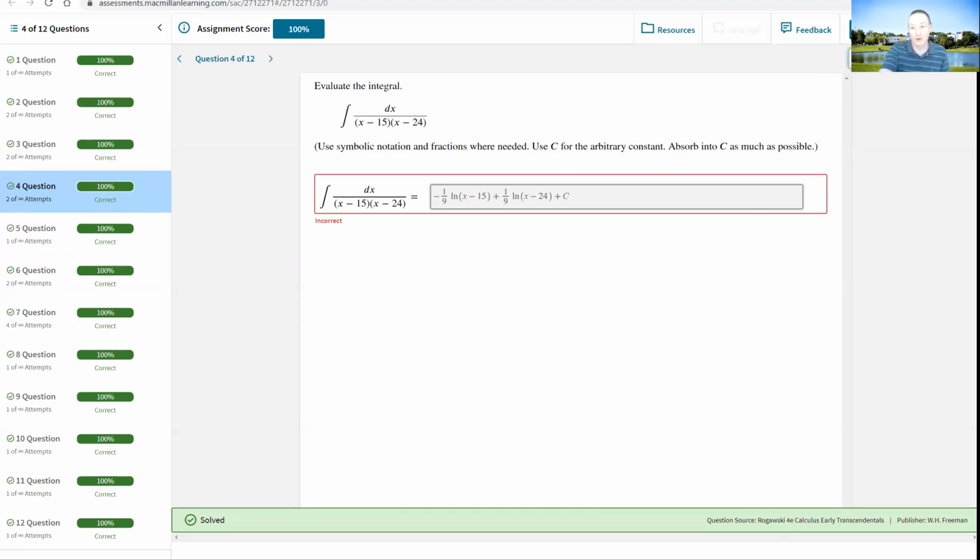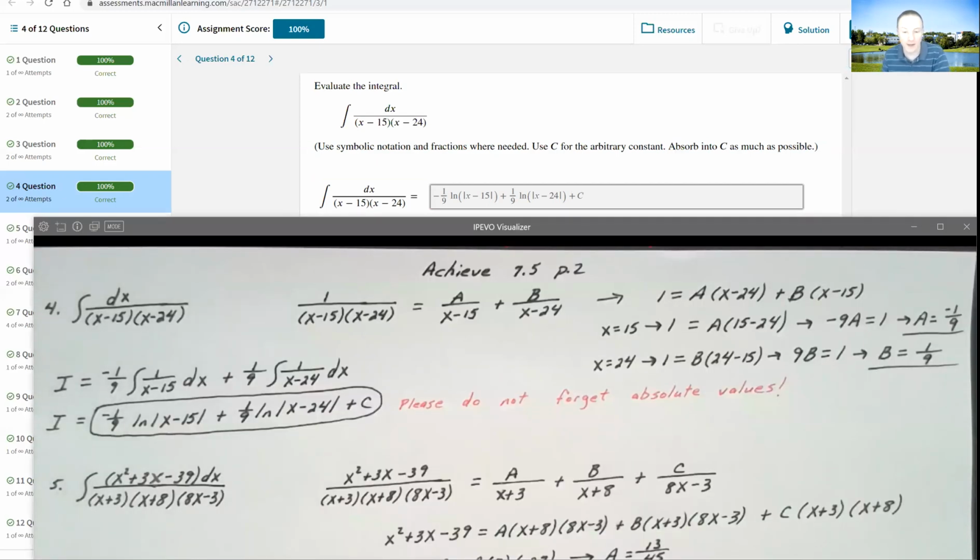So it would have been the correct answer, of course, if I put the absolute values, but I didn't, thus it wasn't. They will require you to do that.